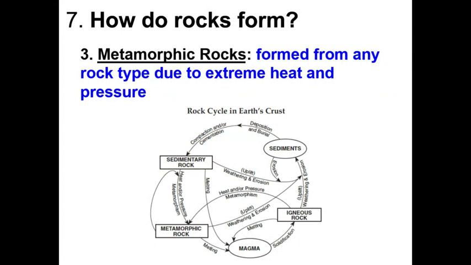Now our next rock group is going to be the metamorphic rocks. They're formed from any rock type due to extreme heat and or pressure. So when we look at the metamorphic rock in the bottom left-hand side, we see the arrow going to it. This is the process of how the metamorphic rock is formed. Heat and or pressure. It's metamorphism. When we think of the word morph, it means to change.